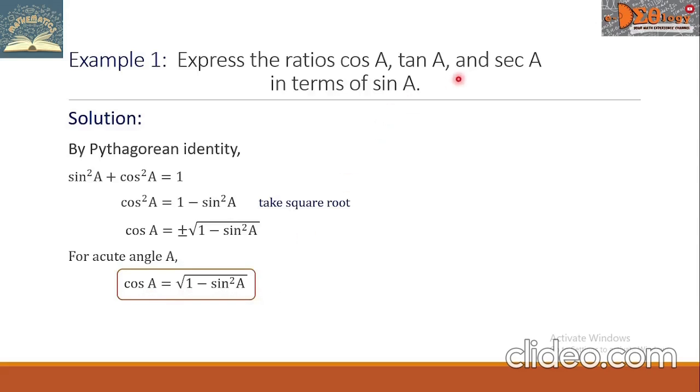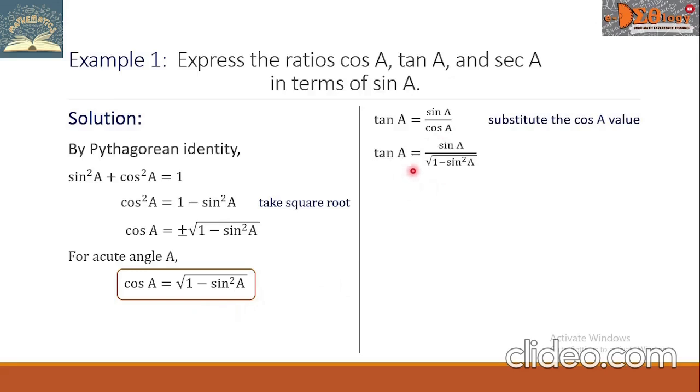Then we'll have the tangent A. We know that tangent A equals sine A over cosine A. Now, let us substitute the cosine value from this equation into here. So it becomes tangent A equals sine A over the square root of the quantity 1 minus sine squared A. This is the value of tangent A in terms of sine A.